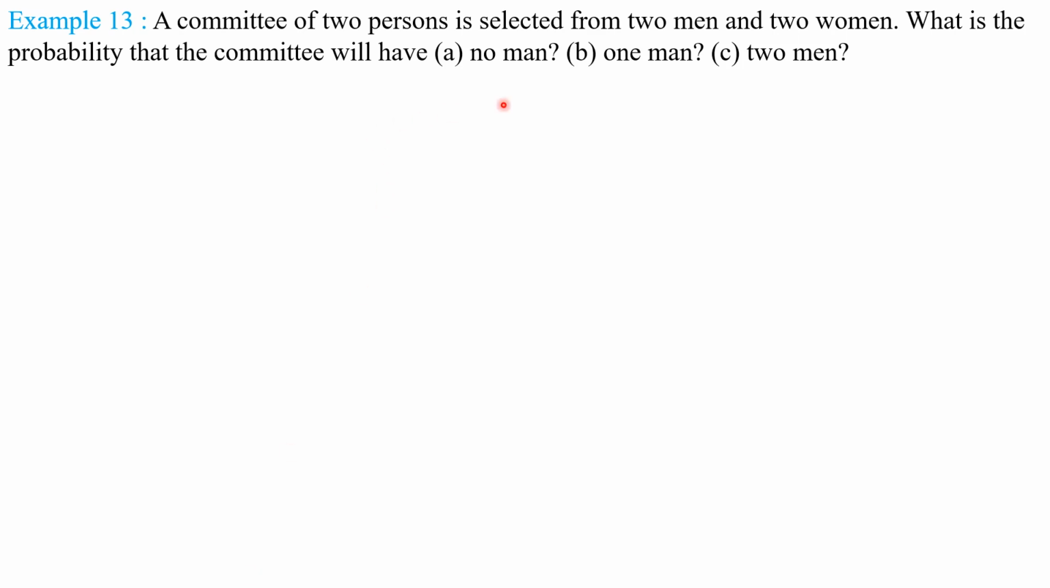Here we have to find the probabilities of events selecting a person. That person should not be a man. One man, out of the 2 persons, 1 man. And 2 persons should be men. For these 3 events, we have to find the probabilities.